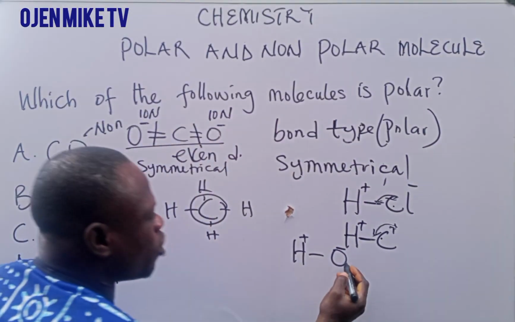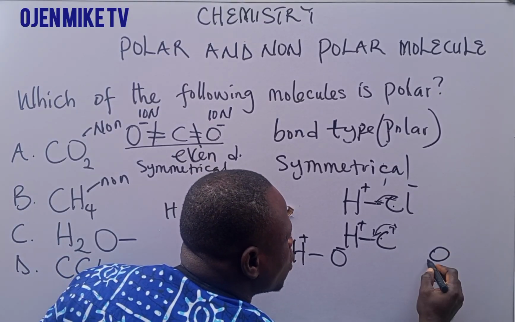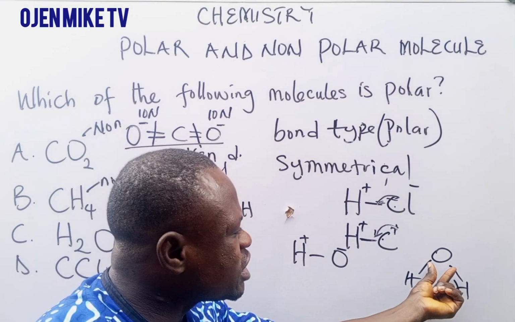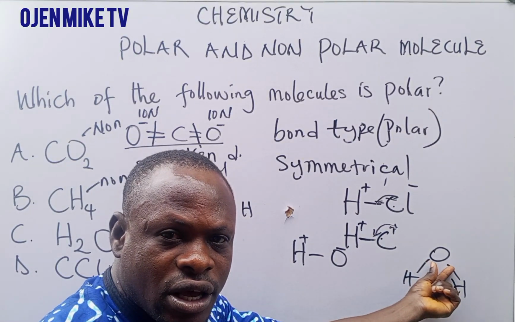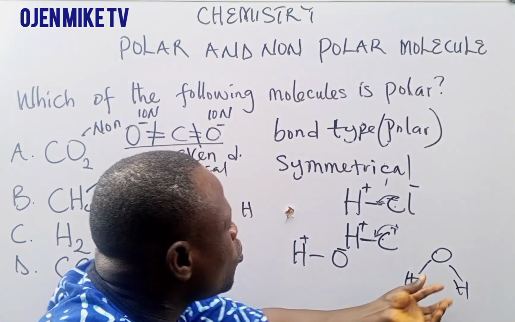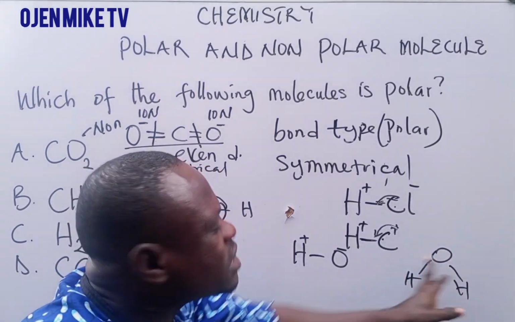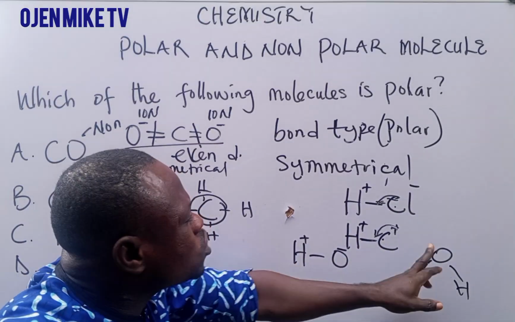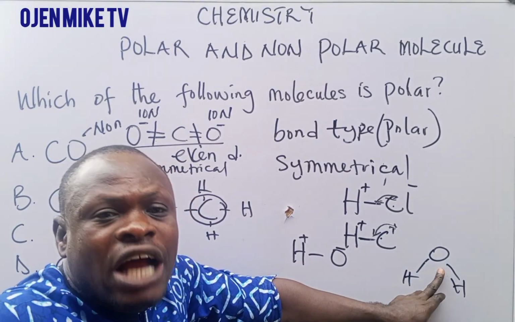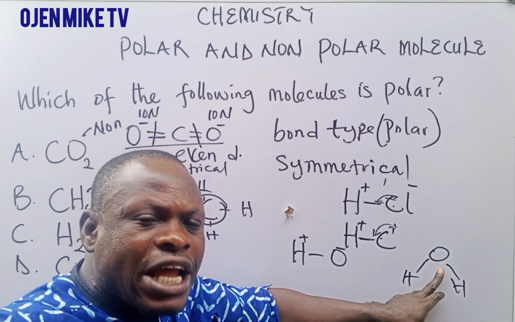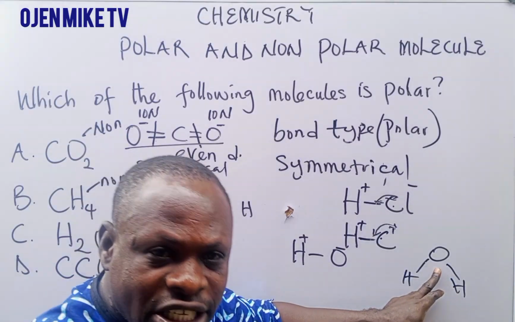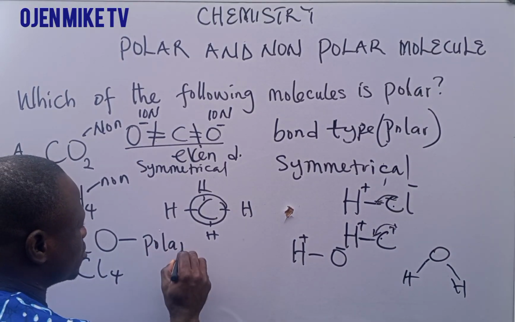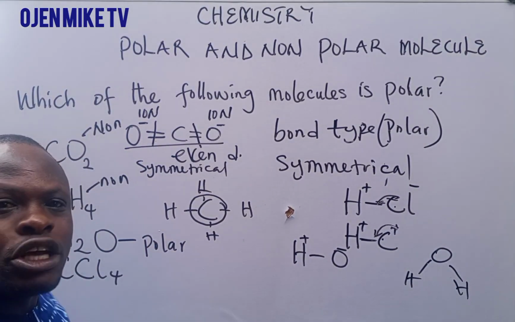If you look at the shape of water, you discover that it is like this. So this shape is bent. Do you get that? Since it is bent like this, it will make unequal cancelling. That is, the dipole moments cannot cancel themselves, resulting in asymmetrical. This molecule is asymmetrical in shape. And any molecule that is asymmetrical in shape, the dipole cannot cancel itself. Therefore, it is polar. Water is a polar molecule.